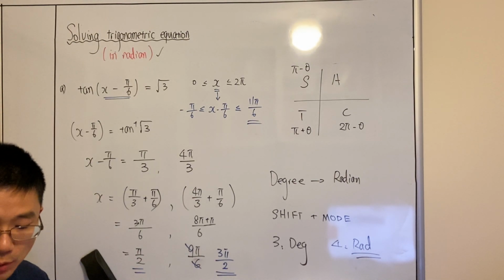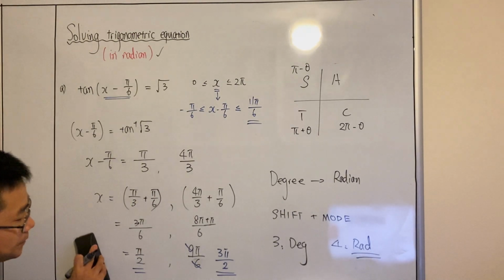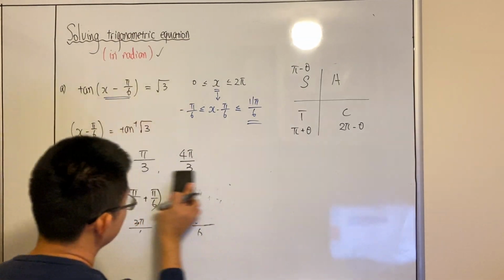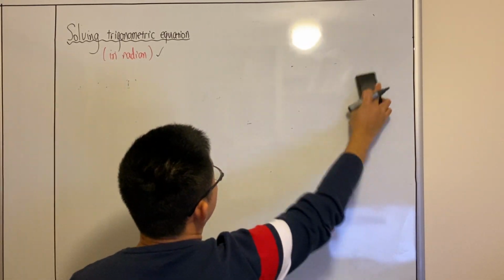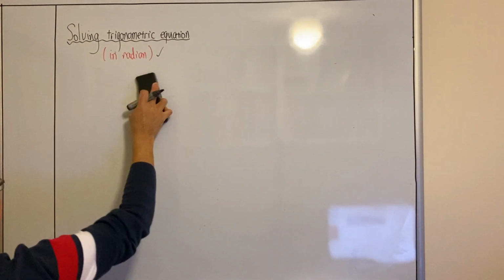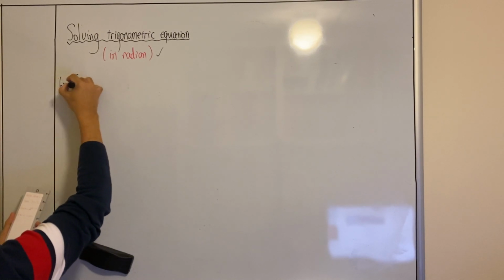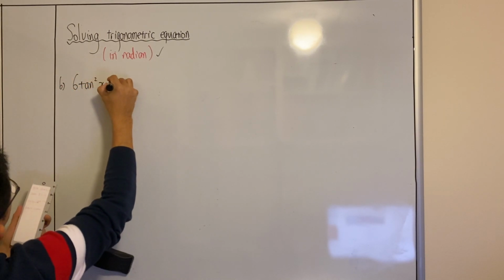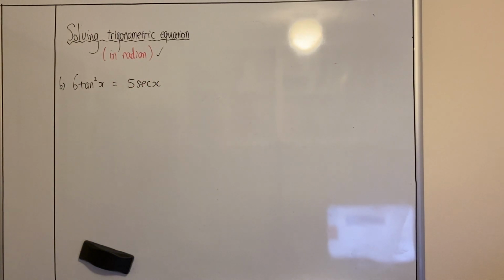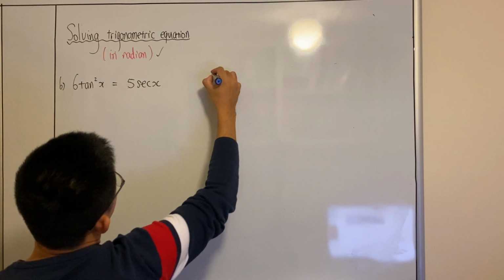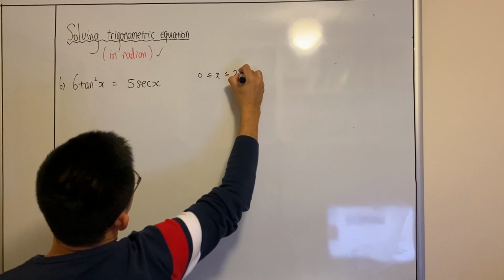All right, so that's the first example I'd like to show everyone. I'm going to move on to the second example. Okay, so the second question I'd like to do is this one here. Question B, 6 tan squared x is equal to 5 sec x. How do we solve this question? Again, I want to solve for the answer between 0 and 2 pi.